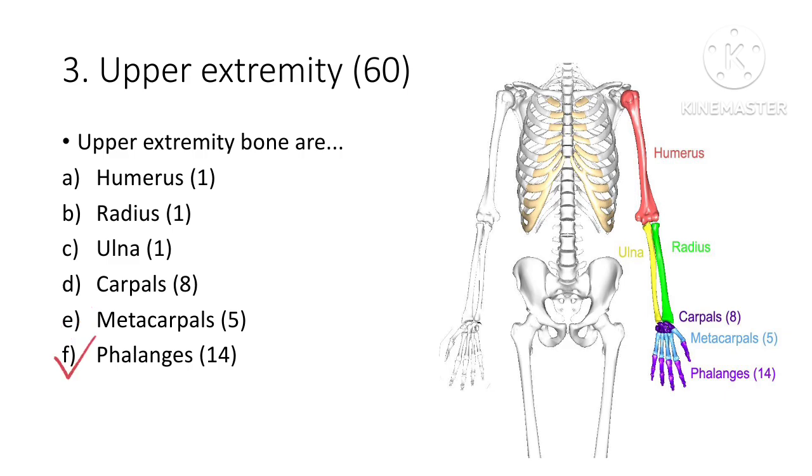Last one is the phalanges. The phalanges are the bones of the fingers, with each finger consisting of 3 phalanges and the thumb consisting of 2 phalanges. The phalanges allow for movement and dexterity in the fingers.